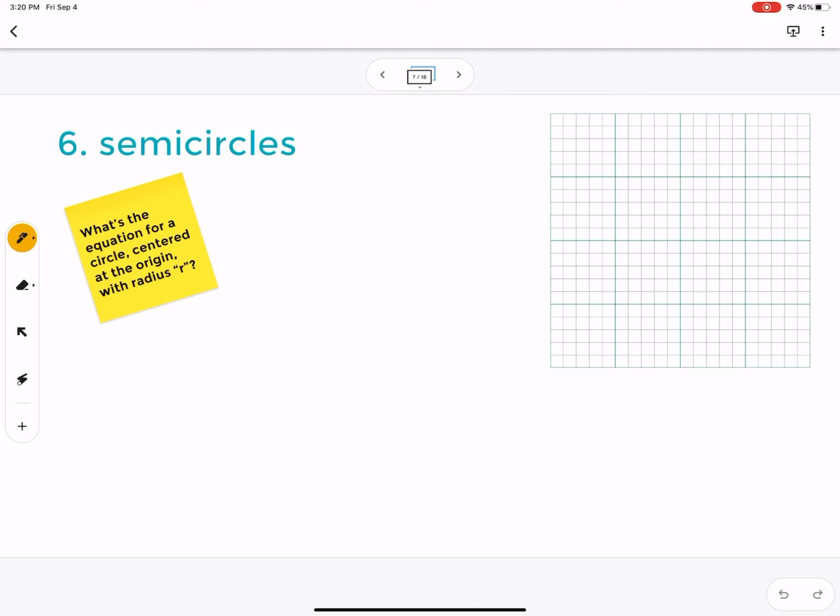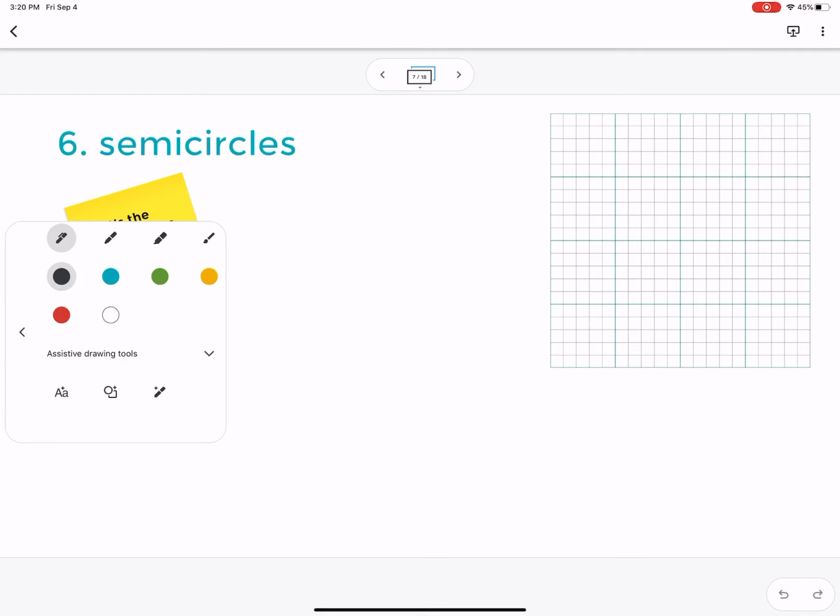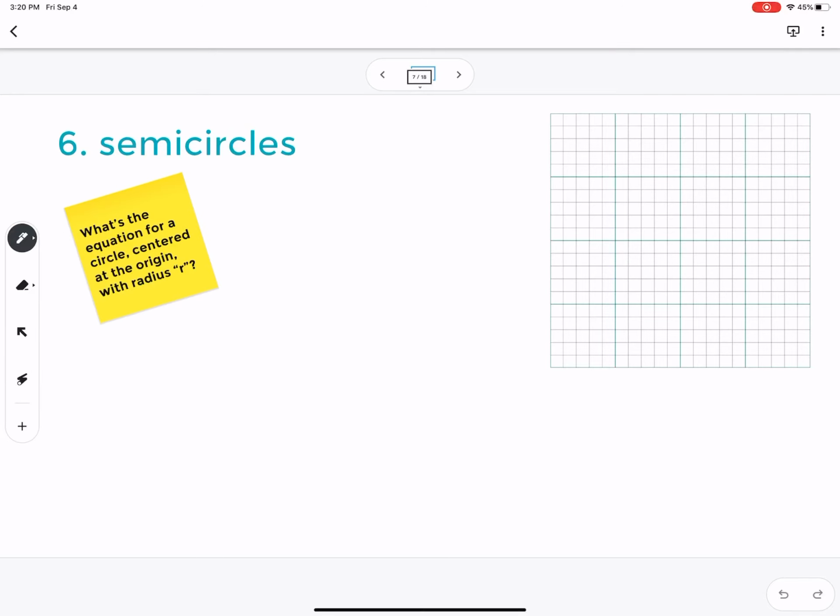Semicircles. Okay, so let's start with a circle. What's the equation for a circle centered at the origin with radius r? And that equation is x squared plus y squared equals r squared.